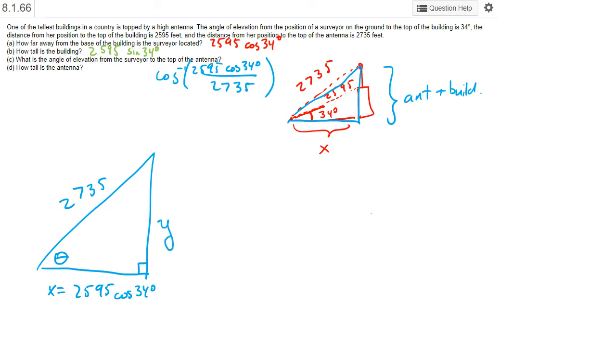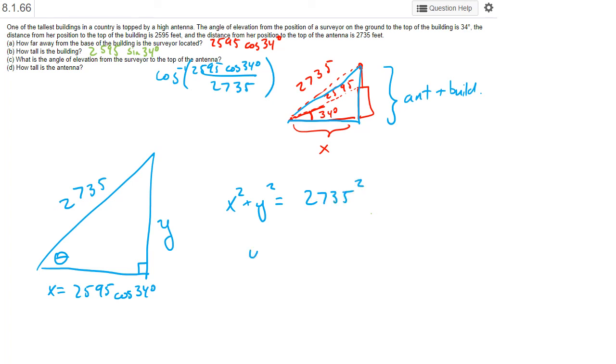Okay. There are a few ways we could do this. Because I know two sides of this triangle, I could use the Pythagorean Theorem. Alternately, because we have found the angle theta, arc cosine of that big mess, I could use this angle theta and use other trigonometric ratios. But honestly, I'm actually just going to work through the Pythagorean Theorem. So x squared plus y squared is equal to 2735 squared.